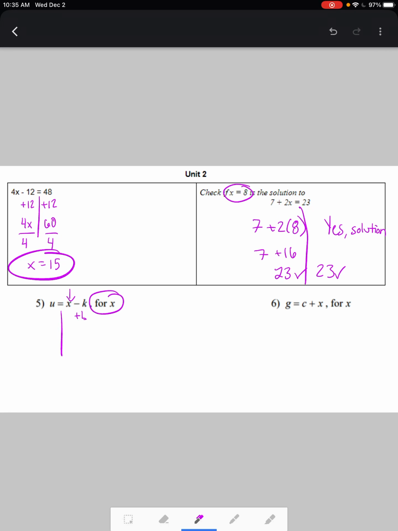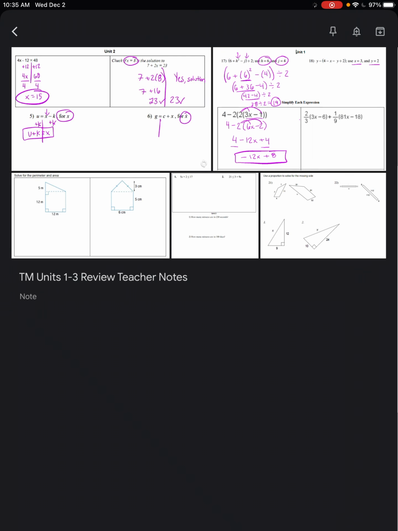And I should make my case a little bit neater here. So we're left with x over here, u plus k on the other side, and that's actually it. That's our final answer. X is alone, so we're happy. That's all that we needed to do there. So again, do the same thing here. Solve for x again. You need to move that c over to get x, again, by itself.